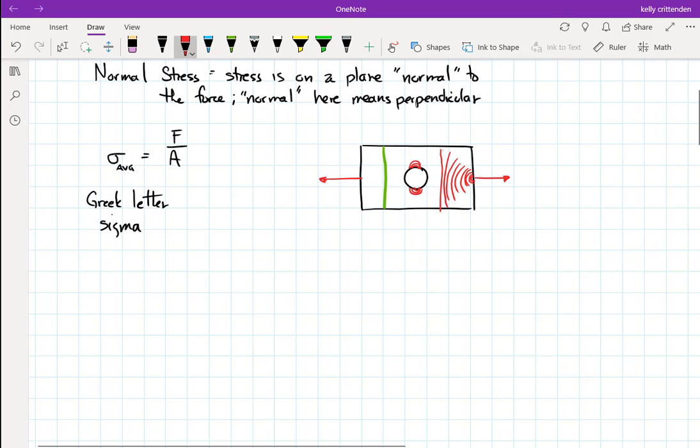So F in my equation is the internal force. I have to mentally, or by drawing a picture, cut this plate that I drew open and see what force is on the inside of it. A is the cross-sectional area. And sigma is the axial stress or the normal stress, whichever you want to call it at the time. So we're doing the average for now.